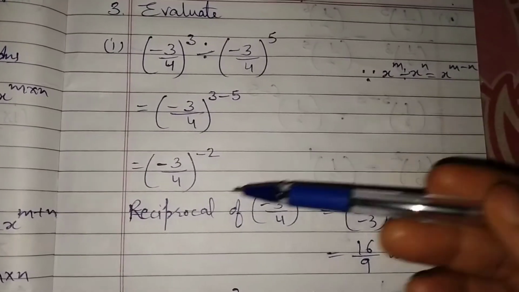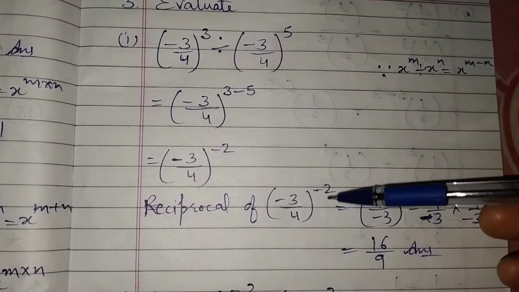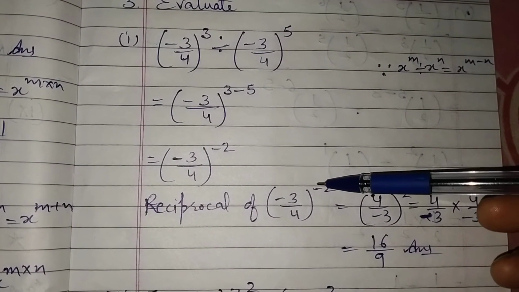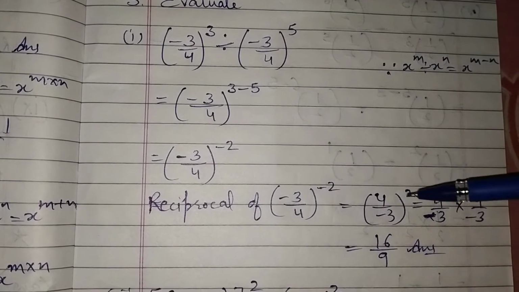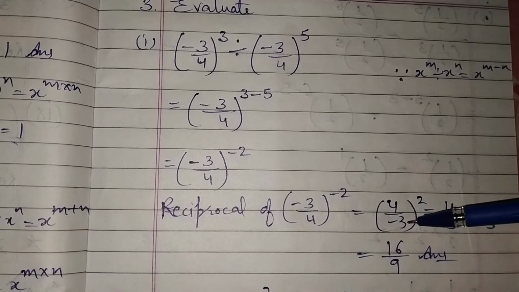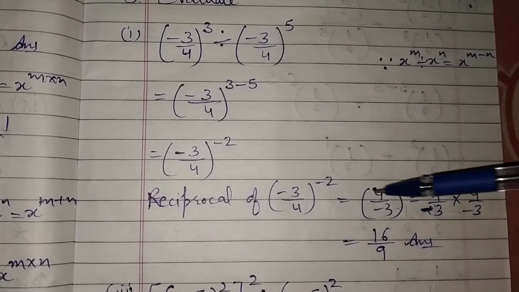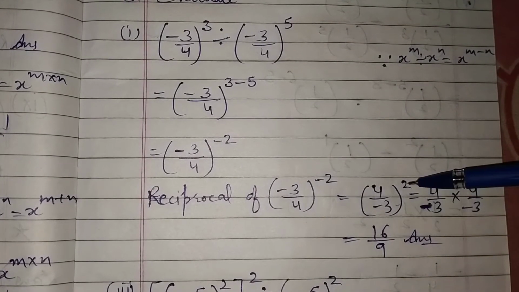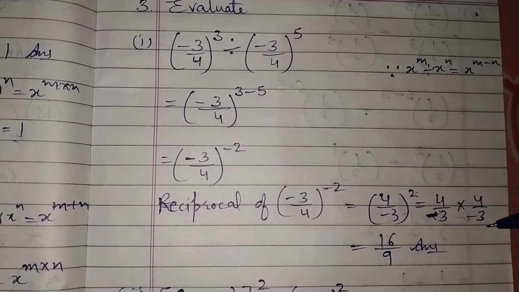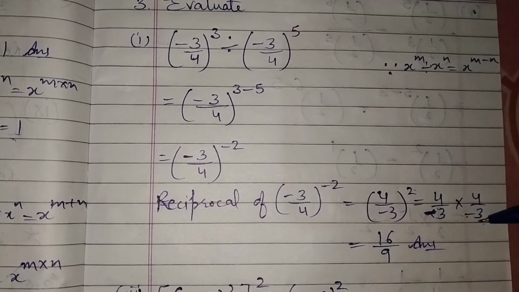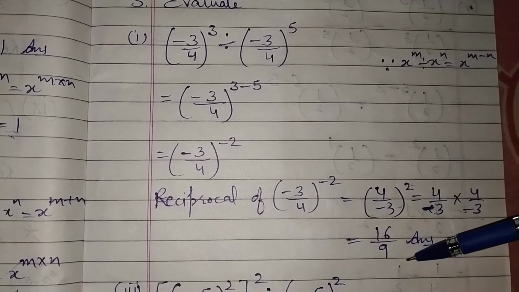Then firstly we will find the reciprocal of this to make the power positive. Minus 3 by 4 whole raised to the power minus 2. Whenever we find the reciprocal, we already did this in the previous worksheet. We will get 4 upon minus 3 whole raised to the power 2. We write the expanded form of this. After multiplying we will get 16 upon 9.